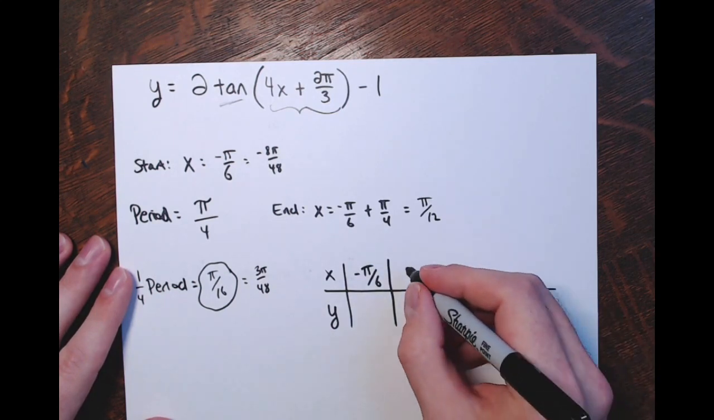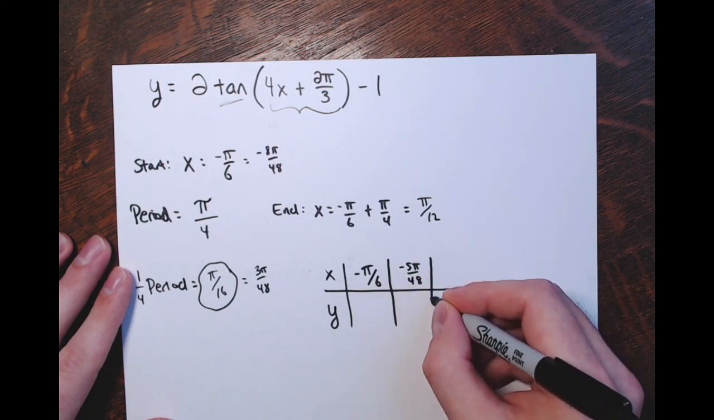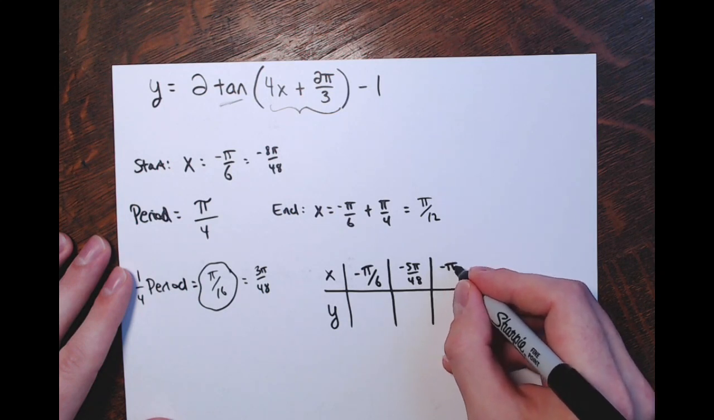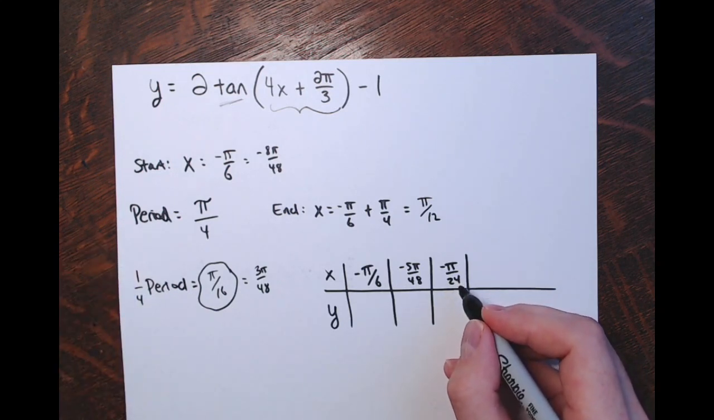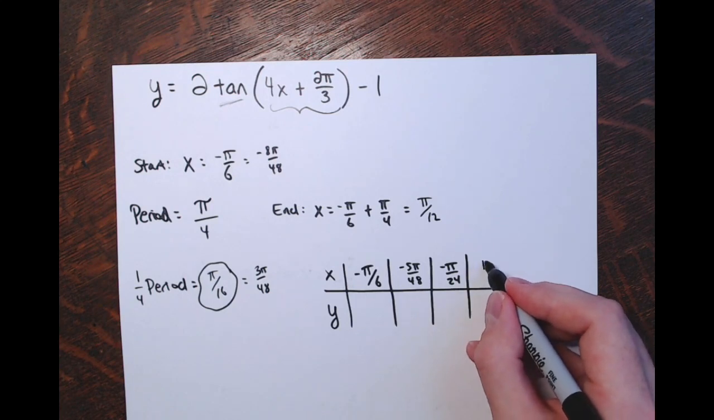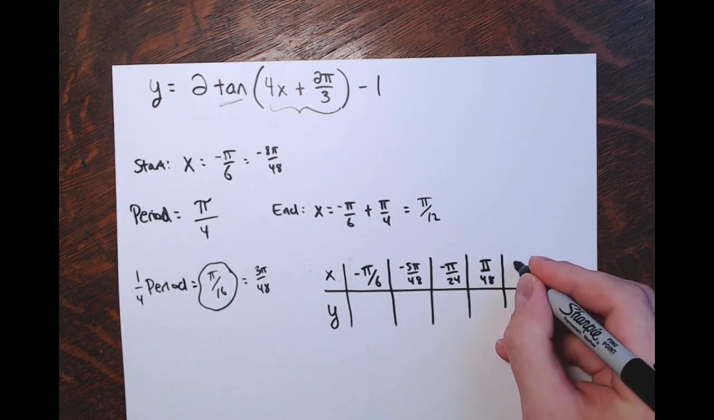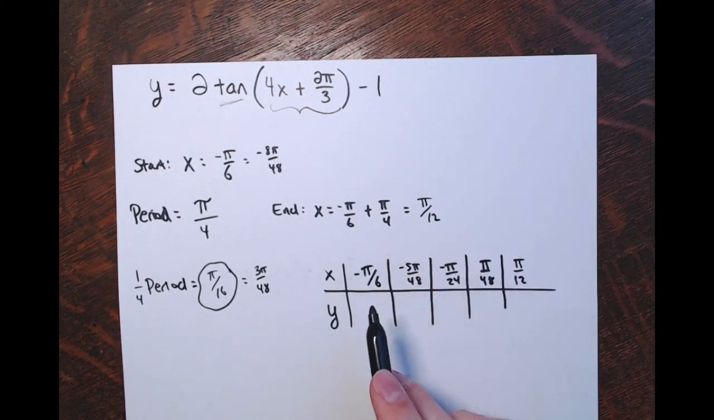Right. So negative 5 pi over 48. Then negative 2 pi over 48, which would be negative pi over 24 for the middle there. And again, that's negative 2 pi over 48, and plus 3 would be pi over 48. And then finally 4 pi over 48, which is pi over 12, which is what I said I would end at. So here's one cycle.